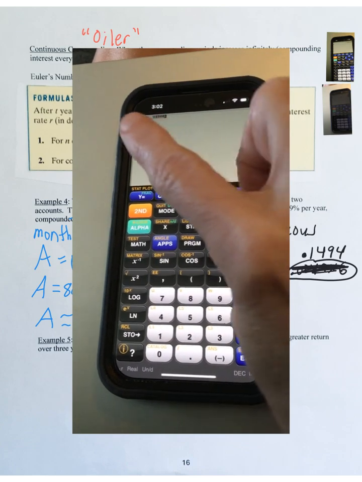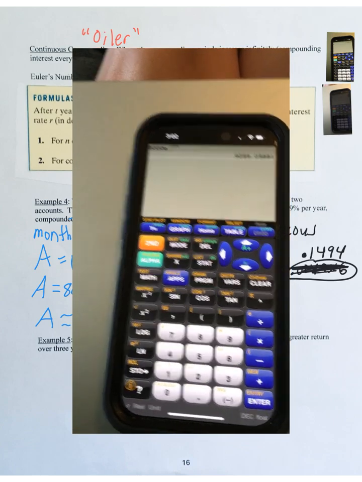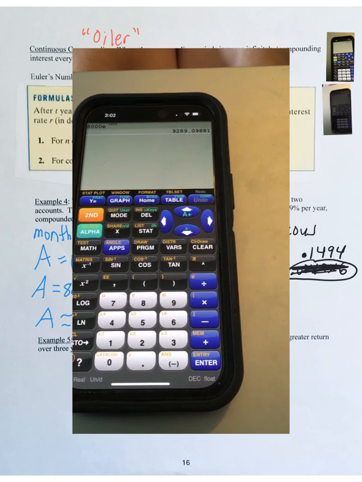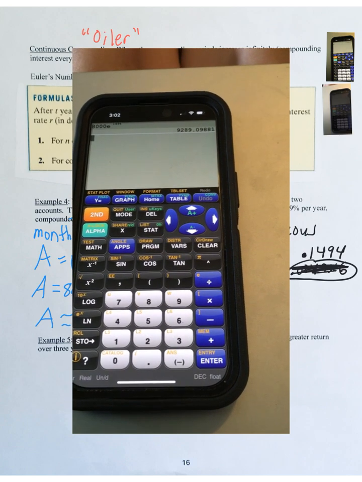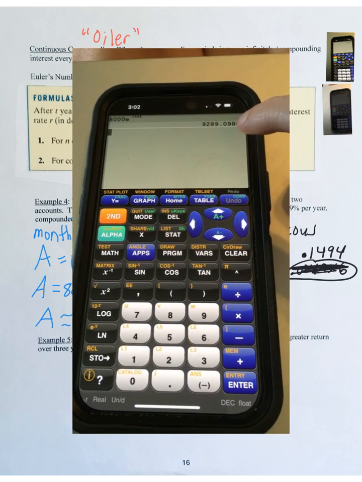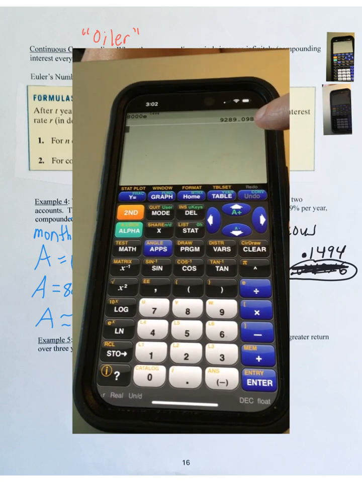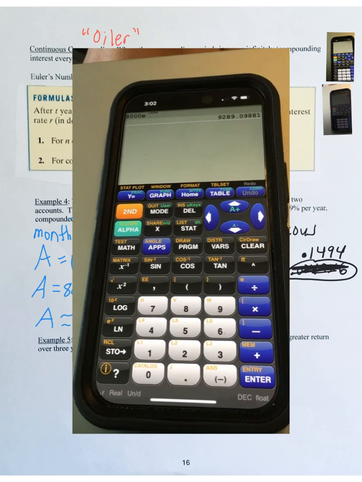Check it, make sure it looks exactly like you have it written on your paper. Hit the enter button for equals. Let's go ahead and round it to the nearest cent. You should be getting $9,289. And because of the 8, that's the third digit, I need to round the 9 cents up to 10 cents. So $9,289.10.